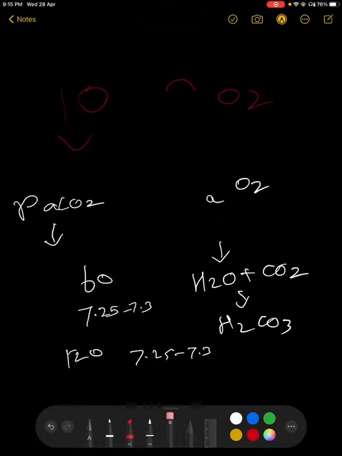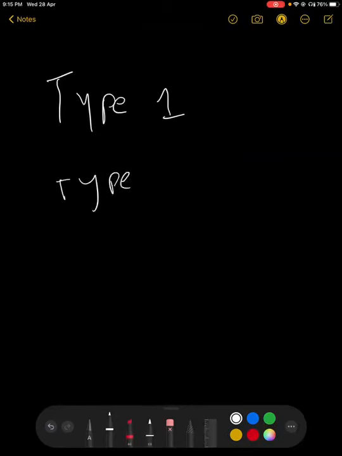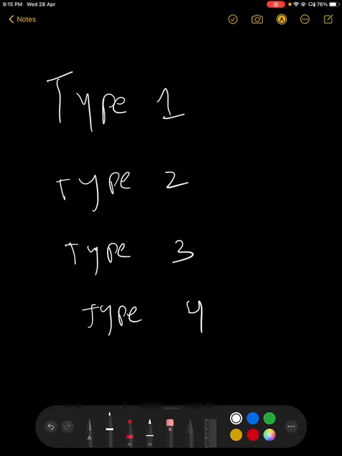With this, now we are moving to the types of respiratory failure. Conventionally, by the consensus of many international organizations, we divide respiratory failure mainly into type 1, type 2, type 3, and type 4. These are the four basic clinical categories under which we can study respiratory failure.